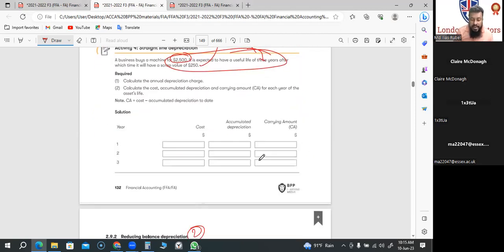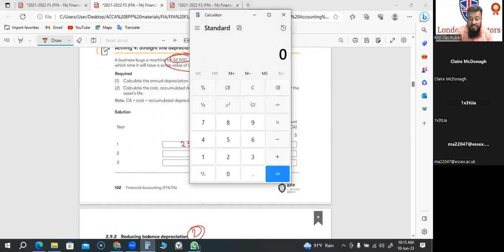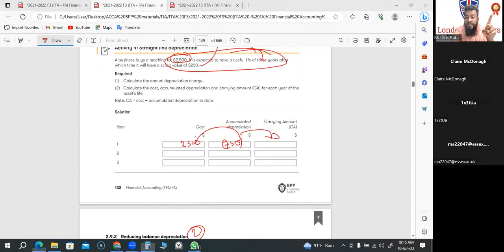Okay, so here is the pro forma given. Cost is 2,500. Accumulated means this year, last year, year before, all years' depreciation accumulated together. It's called accumulated depreciation or provision for depreciation. So 750, and you minus it from here. How much is the carrying amount? Again, what is the meaning of carrying amount? You're learning so much accounting in 15 minutes, isn't it? 2,500 minus 750. Cost minus accumulated depreciation, you get carrying amount: 1,750. Thank you, Claire. That's it.